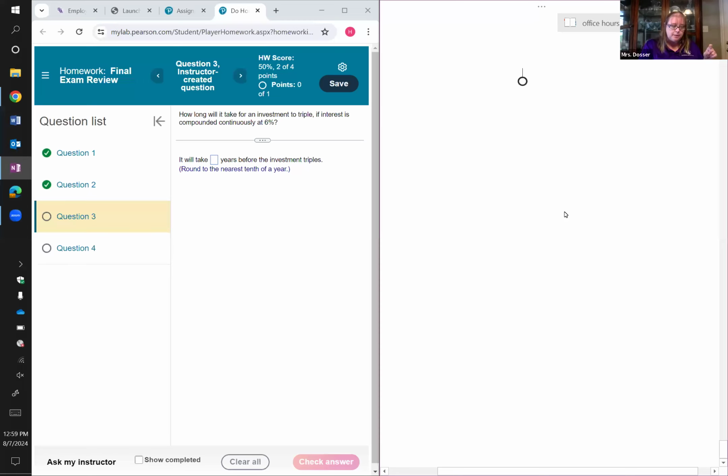That was A is equal to P, parentheses, 1 plus R over K, close parentheses, raised to the K times T. And when the interest is compounded continuously, we have a different formula for that. That formula is A is equal to P times E raised to the R times T. All the same variables. A is going to be the ending amount. P is the beginning amount. R is the interest rate, and T is the time.